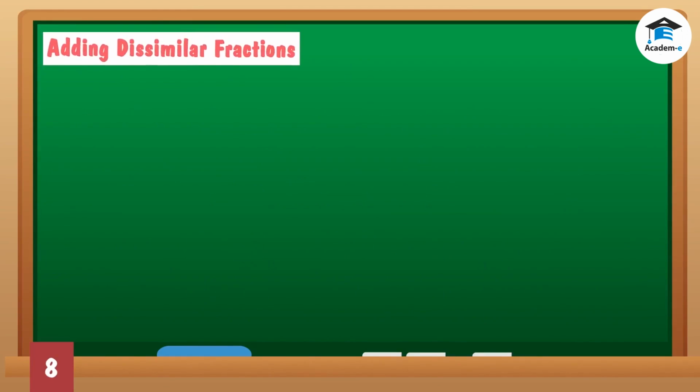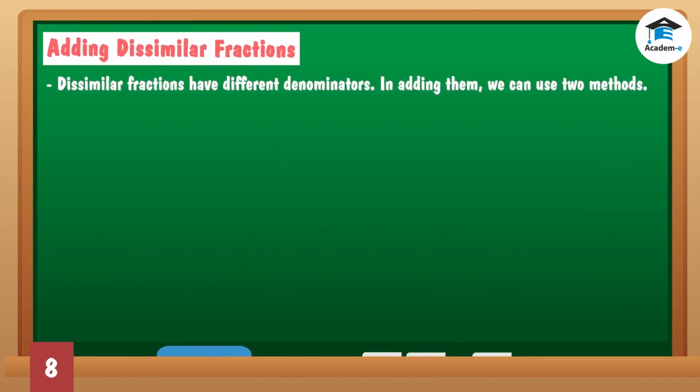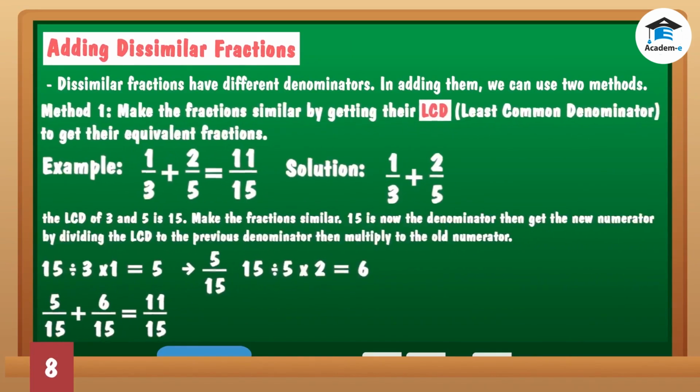Adding dissimilar fractions. Dissimilar fractions have different denominators. In adding them, we can use two methods. Method 1. Make the fractions similar by getting their LCD, least common denominator, to get their equivalent fractions. Example. The LCD of 3 and 5 is 15. Make the fractions similar. 15 is now the denominator, then get the new numerator by dividing the LCD by the previous denominator, then multiply by the old numerator.